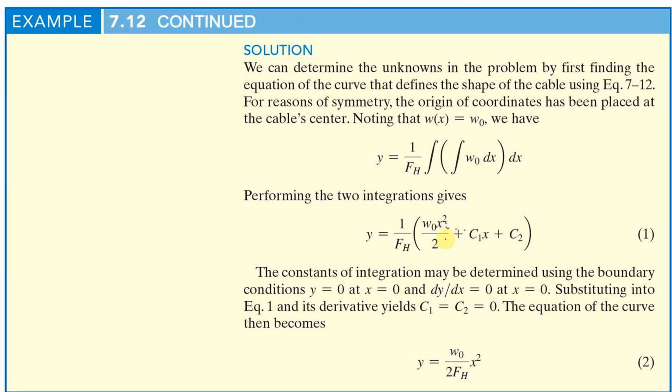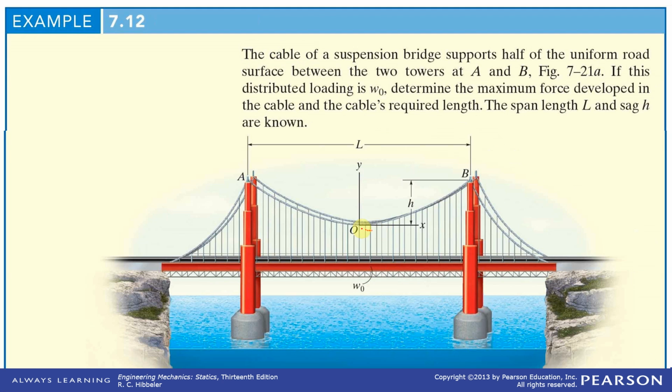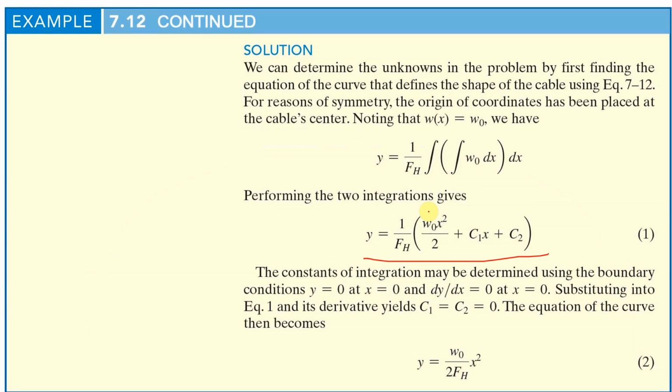So we get an expression from doing the two integrations. We get C1 and C2, they're constants of integration. At the boundaries, let's go back. At 0, dy/dx equals 0. At L over 2, y is equal to h. So let's take a look at that. At x equals 0, y equals 0, that forces C2 to be 0.